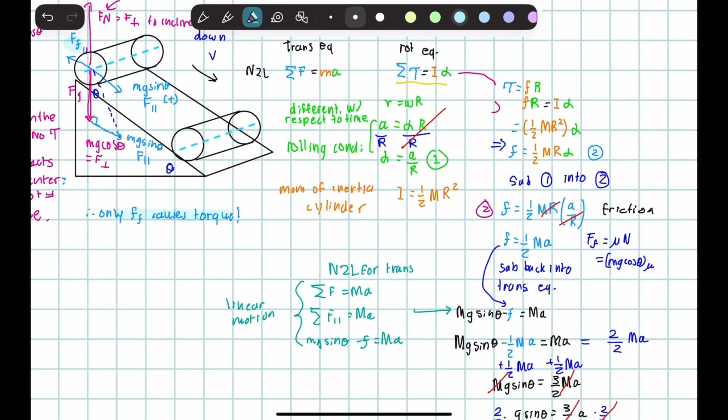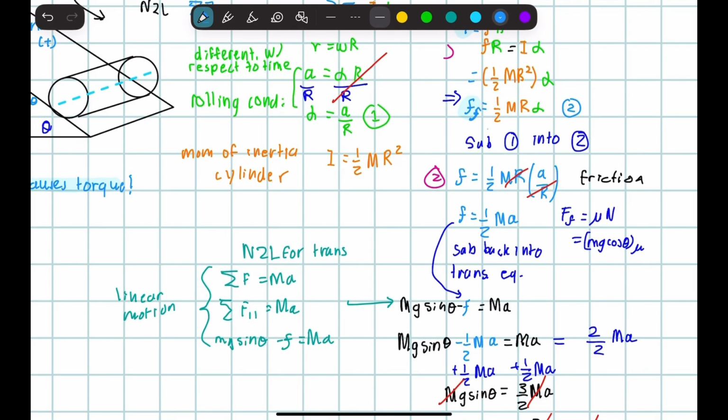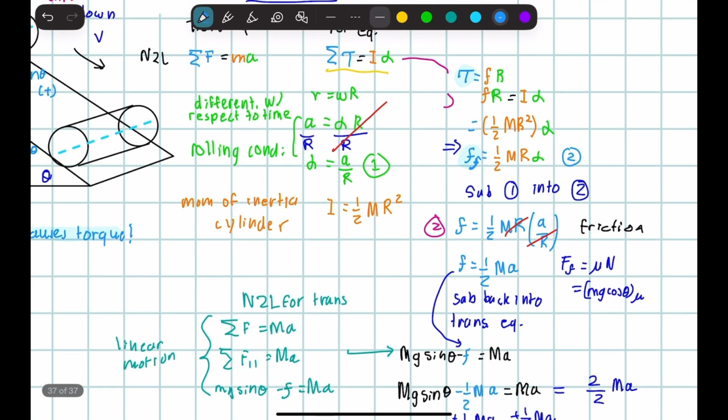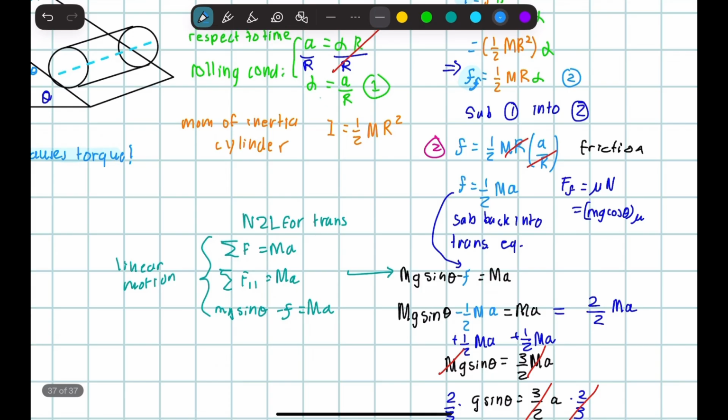Because we know that only FF causes the torque, we can replace torque here with the frictional force. Let's write that there, FF, so you can see. So now we have what the frictional force is in terms of the inertia and the angular acceleration, right? This is going to be our second equation, and the equation we found over here is the first equation. So now you're going to sub the first equation, which was the angular acceleration, into the second equation, which was the frictional force equation.